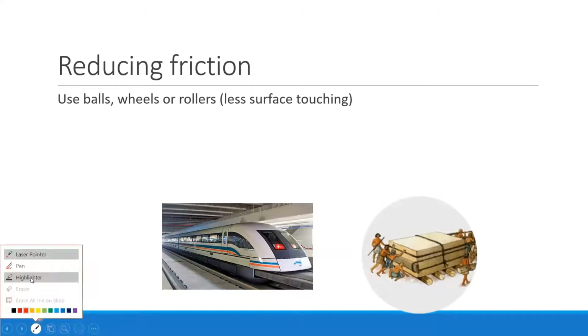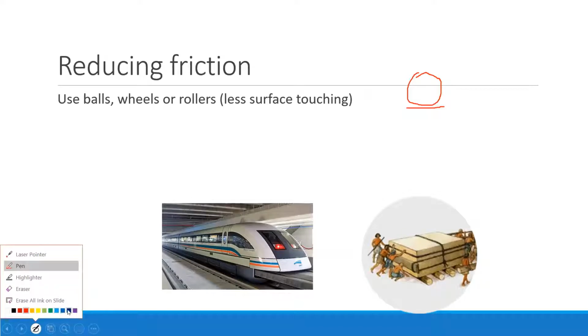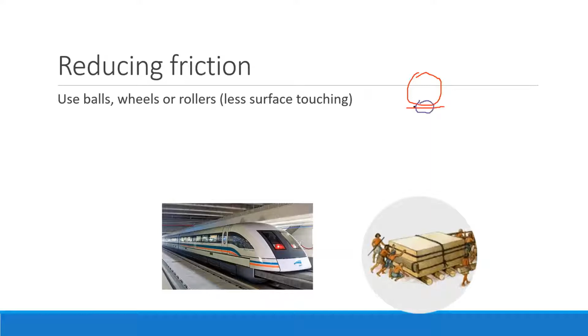If you look at a wheel, watch this circle. Yeah, okay, it's a great circle there. A wheel's only got a small part of surface that's actually touching. Therefore, because it's got such a small area of surface touching, it reduces the friction.